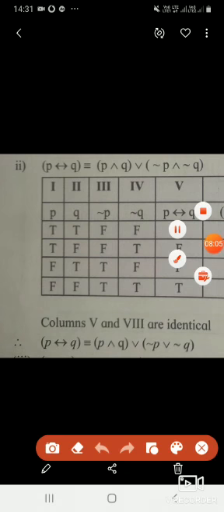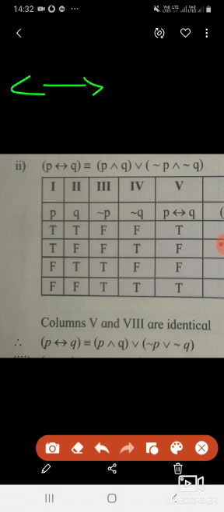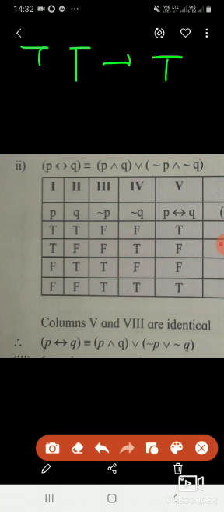See, listen, we want the biconditional table for the left side. So I am discussing only the biconditional first. Listen, the truth table of biconditional is: if P is true and Q is true, then it is true. And if both are false, then also it is true. All other conditions it is false.